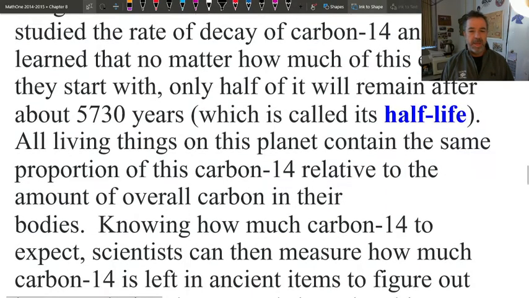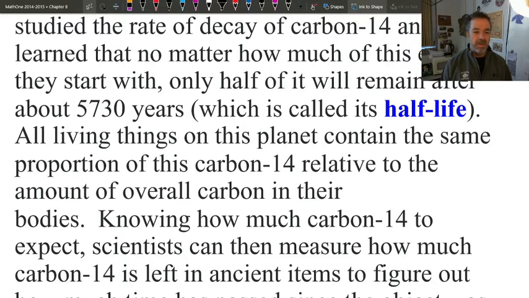All living things on the planet have the same proportion of this carbon-14 relative to the amount of overall carbon in their bodies. So we all have carbon, right? We're carbon-based life forms. Some of our carbon is carbon-14, some is not. And the thinking is that currently and in the past, that proportion of carbon-14 was the same. So if that proportion was the same, then we can look at how much carbon-14 a fossil has currently, and we can then go back in time to where that proportion matched what a living organism's proportion would match, and we could say, okay, then this thing is so old.